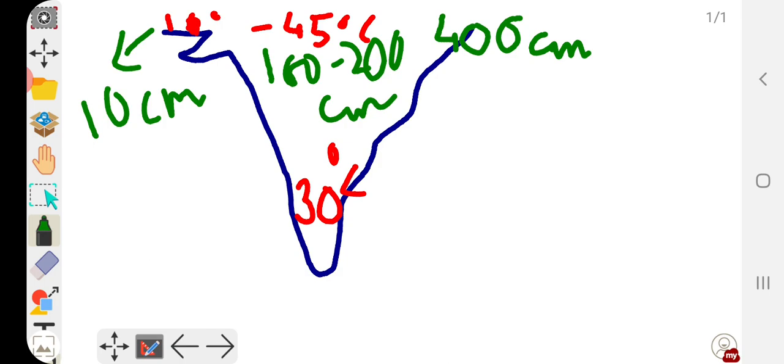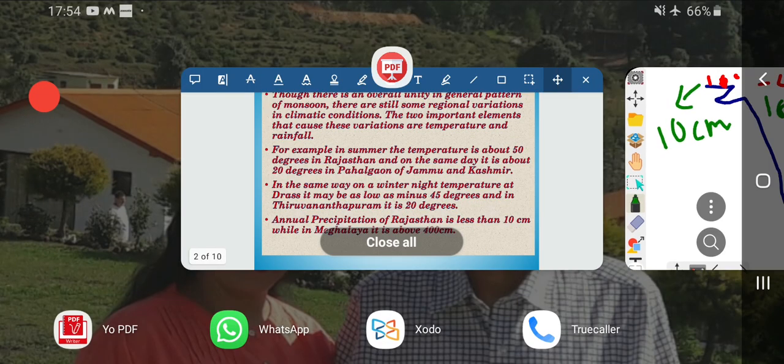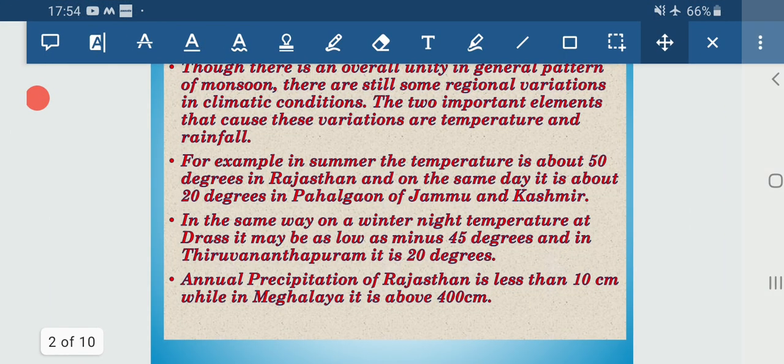Every part of the country does not have the same type of temperature condition, nor is the rainfall amount the same. So this is termed as regional variation of climate. Now why does this happen?